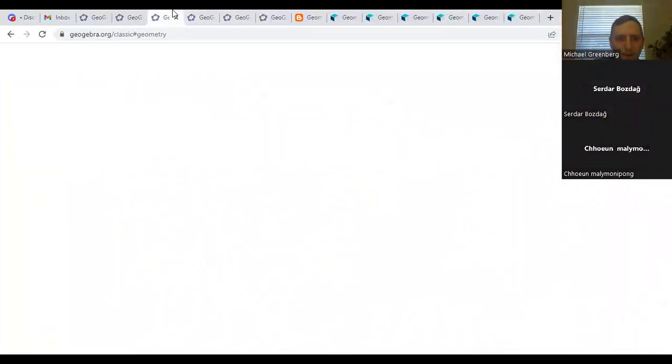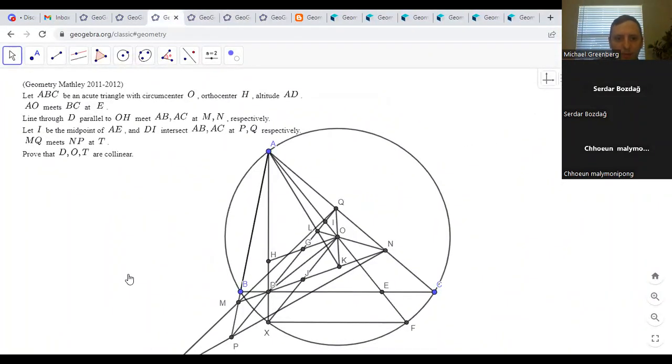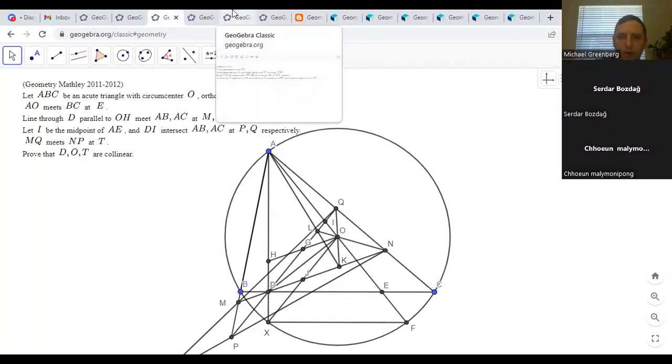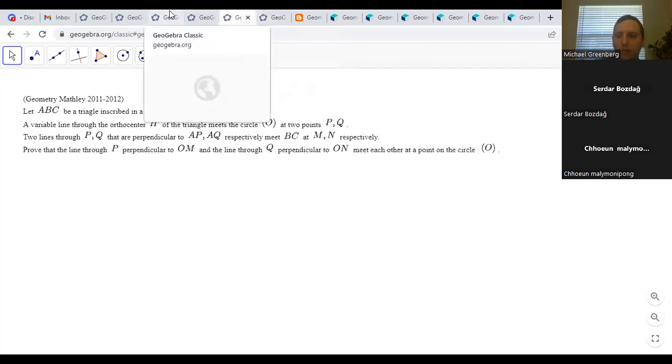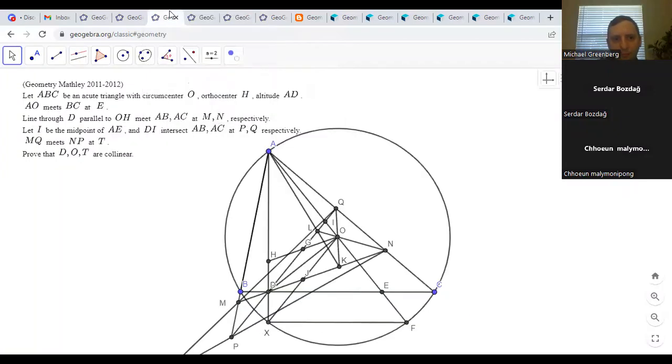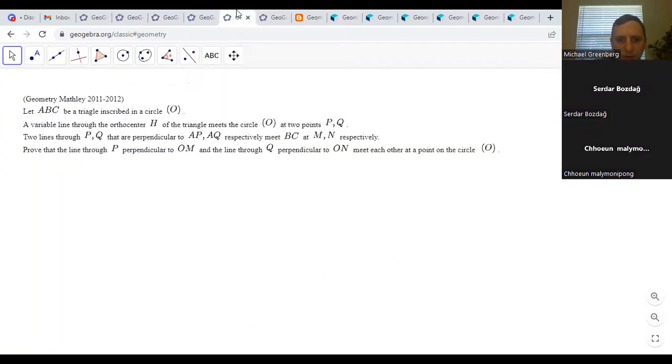All right. So we were working on this problem before, and we didn't solve it. So we could either do this, or we could try one of these last two problems. What do you want to do? New one would be nicer. A new one. Okay.